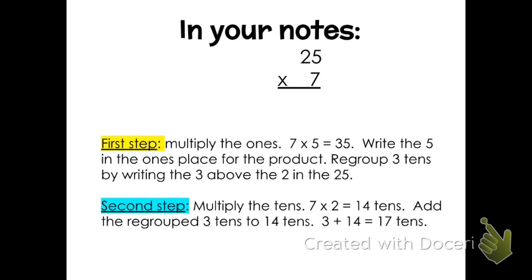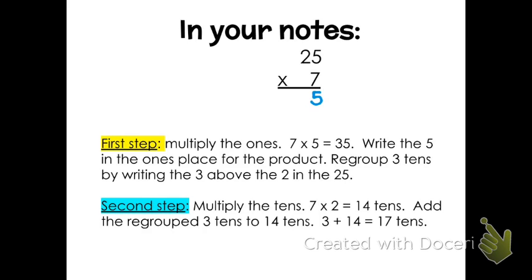So when we are using standard algorithm, which I want you to go ahead and add to your problem, write the words standard algorithm, because these are the steps that we are using. The first step is to multiply the ones. So we start by multiplying 7 times 5, and this part you can complete with me in your notes. We start by doing 7 times 5 and get 35.